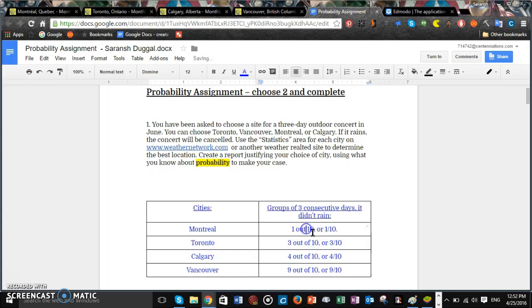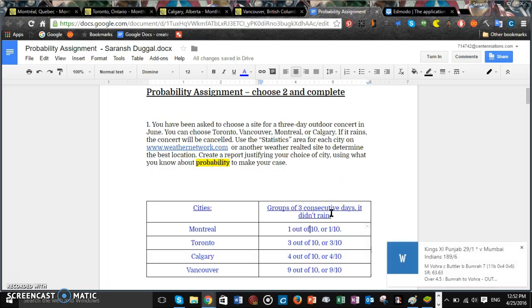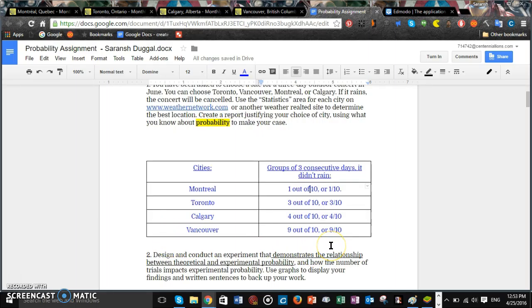So to conclude, in Montreal, if you want to have a concert there in June, there's only one choice. In Toronto, there are 3 choices if you want to have a concert for 3 days consecutively. In Calgary, there are 4 choices, and in Vancouver, there are 9 choices. So, if I would be asked to choose a site for a 3-day outdoor concert in June, I would choose Vancouver because Vancouver has the most variety of choices I could choose from to have the 3-day concert.